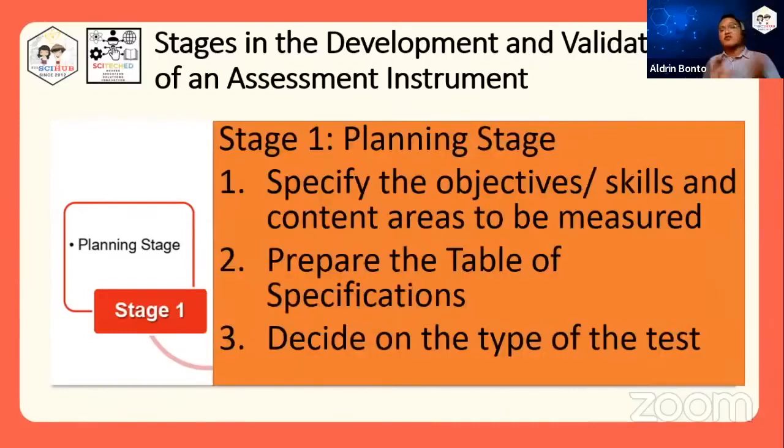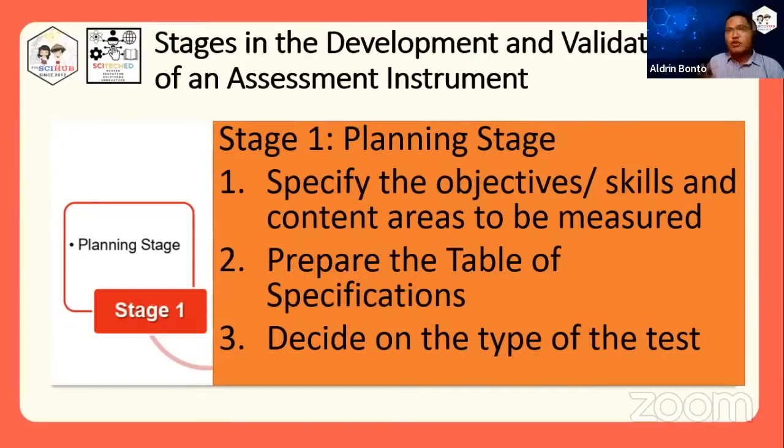Okay, so this is technically the first stage, the planning stage. First, we have to specify the objectives and content areas to be measured. We need to make sure that the exam is really aligned. For example, you want to assess students on solutions, and it's grade 7. Based on the learning competencies, there is no molarity yet in grade 7. So it's just percent volume per volume or mass per volume.